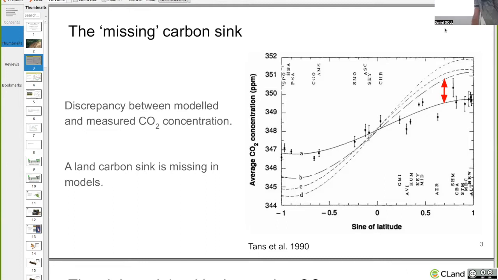In the northern hemisphere, the models overpredict the CO2 concentration, and that kind of pointed towards a missing process which actively removes CO2 from the atmosphere. That's the whole start of the story.